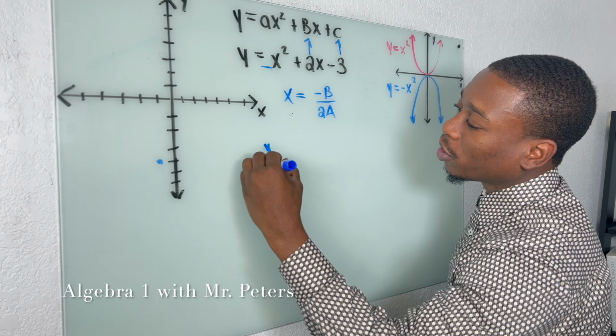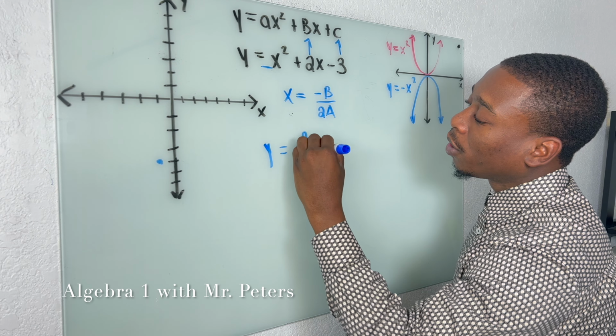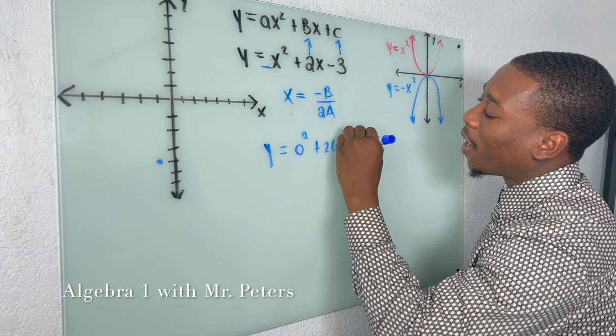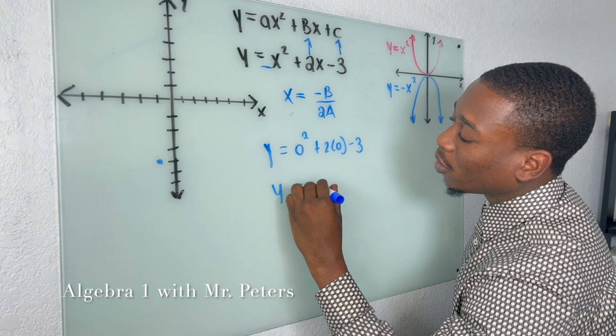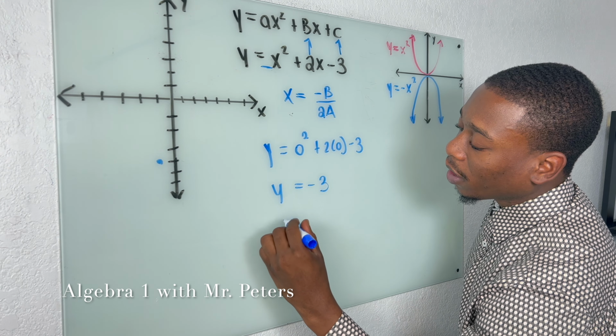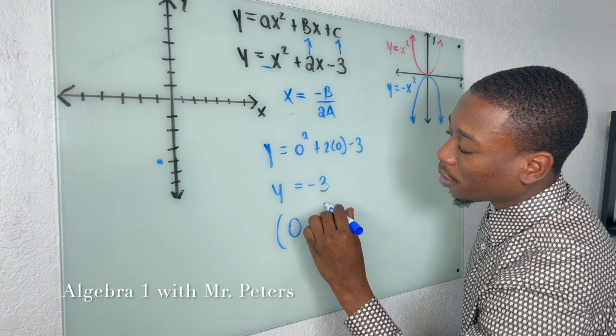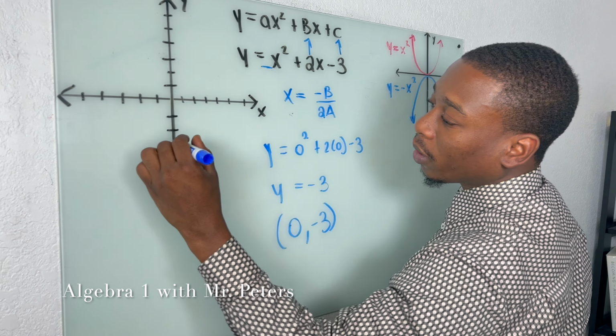So this is what I mean. So y is equal to 0 squared plus 2 times 0 minus 3. So we know y is equal to negative 3. So our second point will be (0, -3), right? So we go to (0, -3).